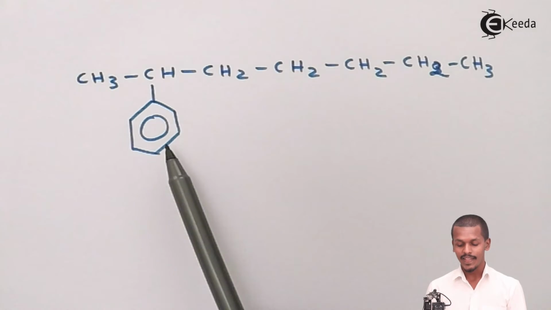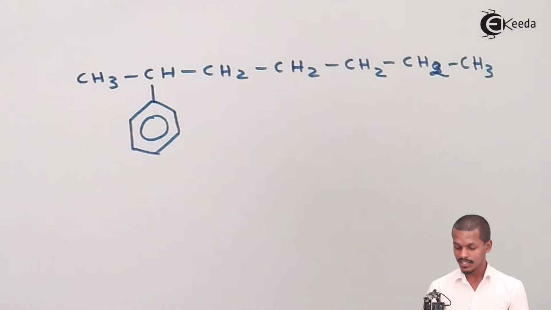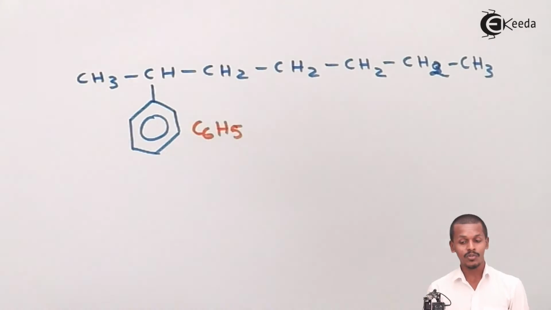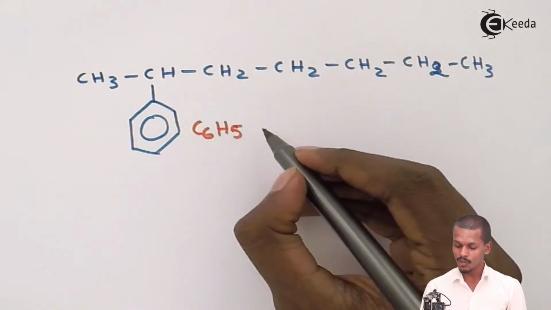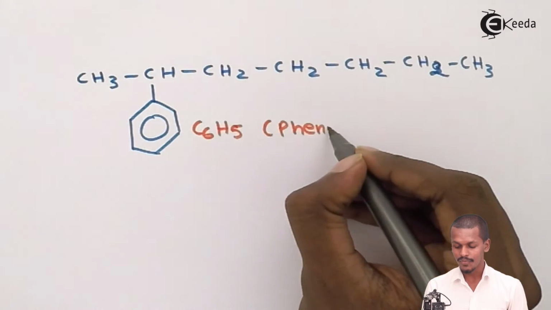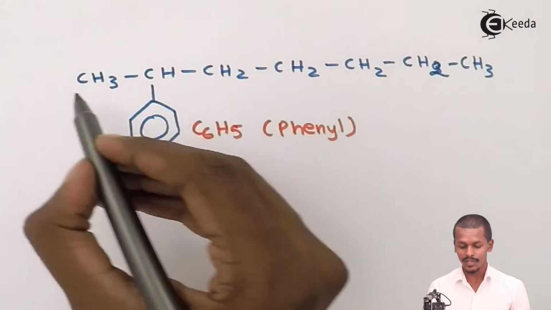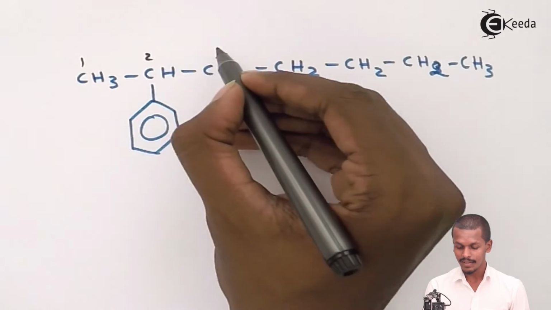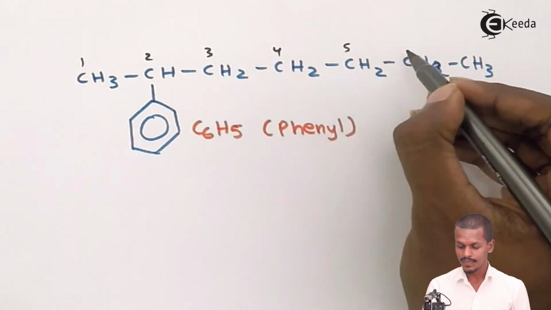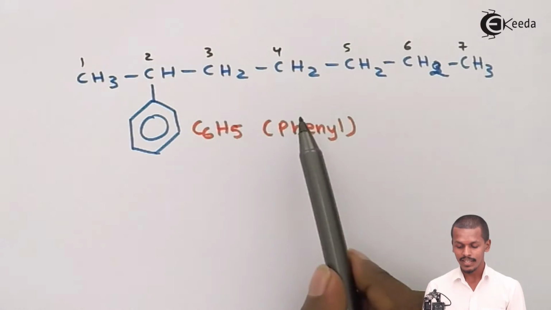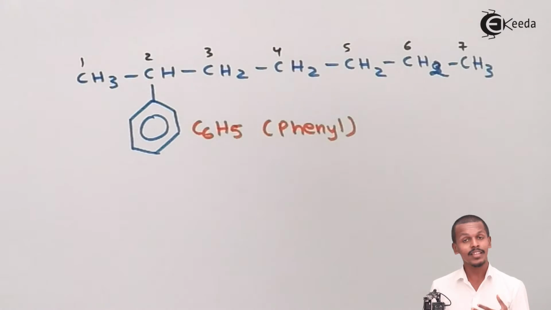Talking about this group, it is now C6H5, because one hydrogen has been replaced by such a larger group over here. So this C6H5 we call phenyl, and that phenyl is attached to the second carbon atom. If I number it from here, this one would be first, second, third, fourth, fifth, sixth, seventh, and there are 7 carbon atoms over here, and that's the reason this whole phenyl group is attached on the second carbon atom.